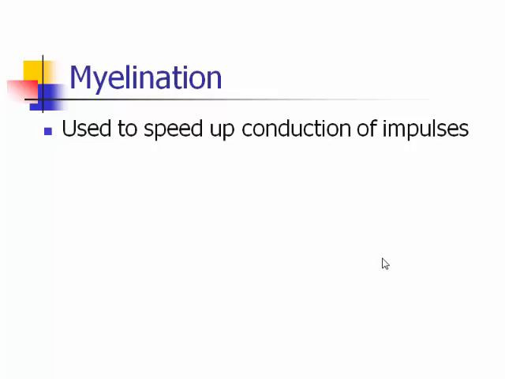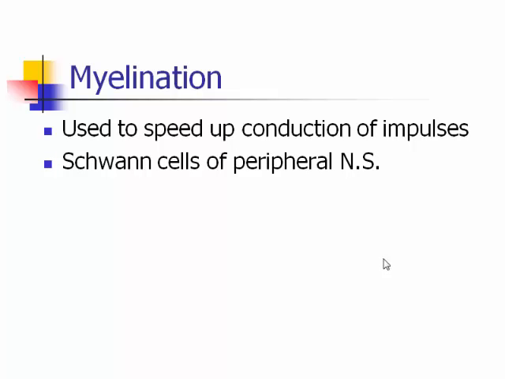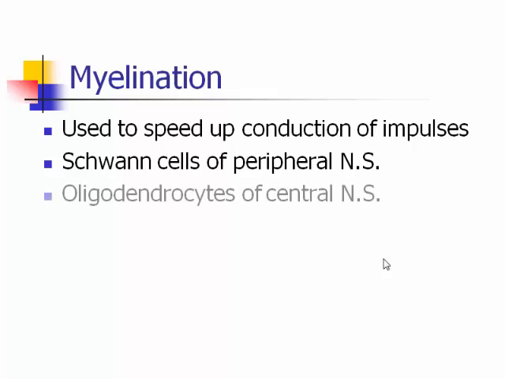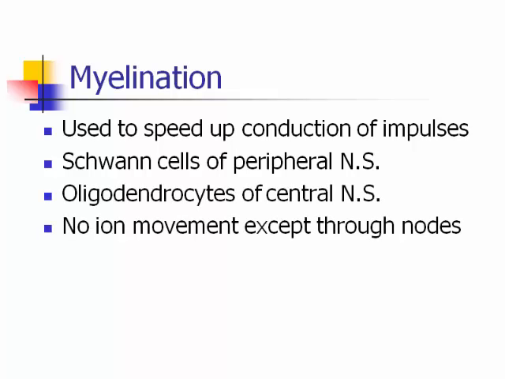So about the myelination. It's used to speed up the conduction of impulses. The Schwann cells are in the peripheral nervous system. The oligodendrocytes are in the central nervous system. No ions can move across the myelination. So the only space they can move is through the nodes of Ranvier. And this is called saltatory conduction. In Spanish, to jump is saltar, so it's Latin based. So saltatory conduction is like jumping from node to node.